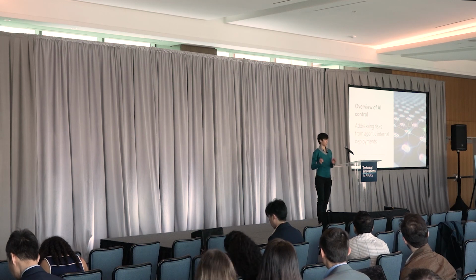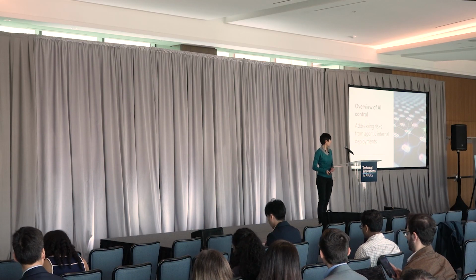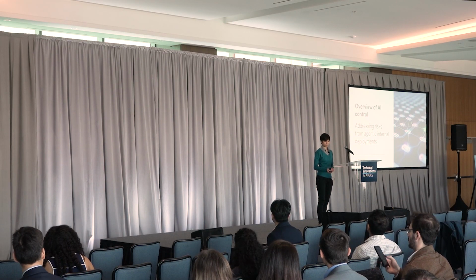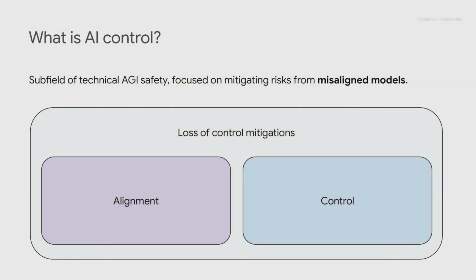So my goal for this talk is to make sure that when you walk out of this room, you'll have a sense of what AI control is about, and hopefully that happens in the next 15 minutes. So what is AI control? AI control is a subfield of technical AGI safety that is focused on mitigating risks from misaligned models. In the space of possible technical mitigations for misaligned AI, I see it as one of two main approaches that we could take, the other being alignment.